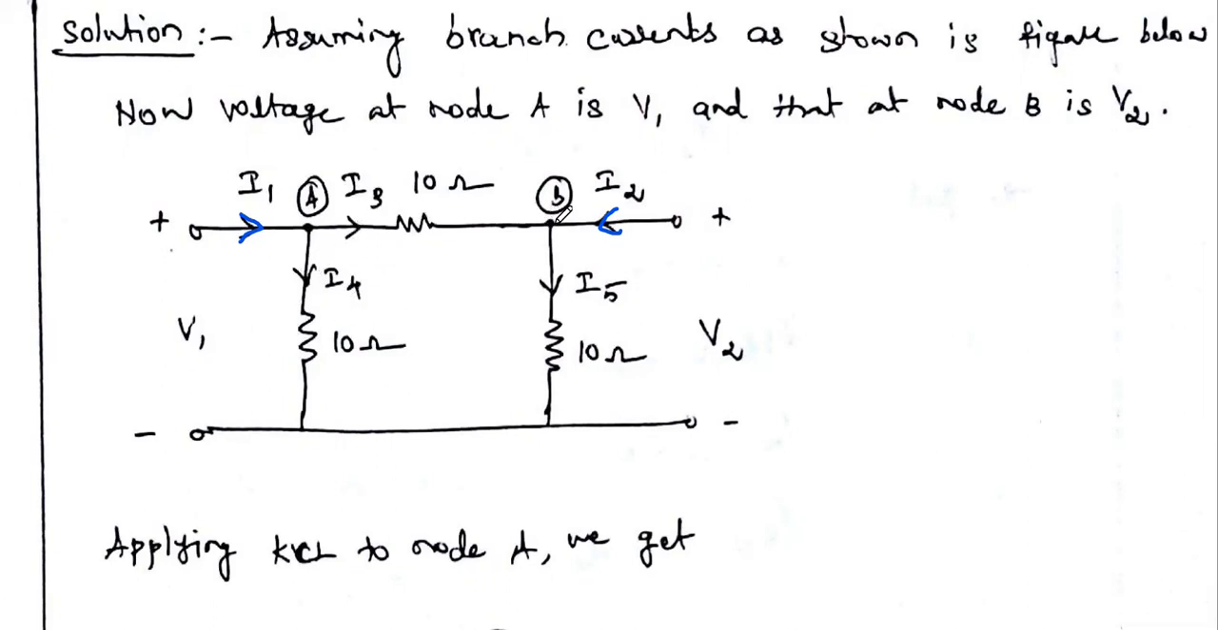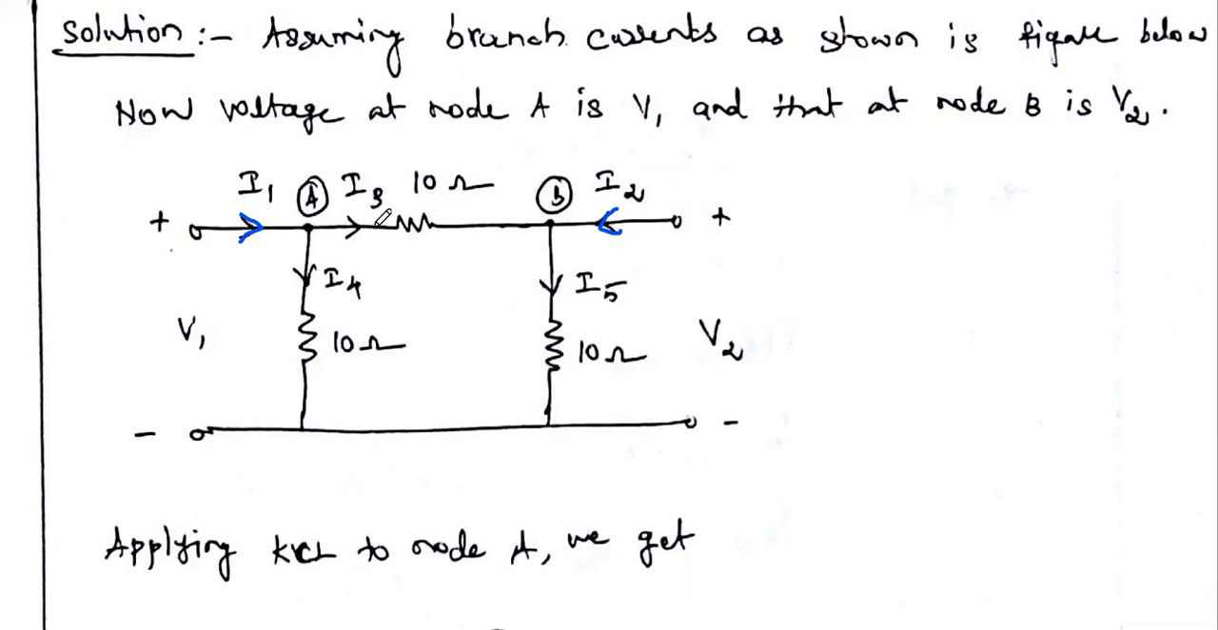Similarly, when we come here, this is node B. In node B, I2 is the entering current, and here one branch is there. Let us take the current flowing through this branch as I5. You just make sure that the branch current is marked in all branches. So in all branches we marked the current.